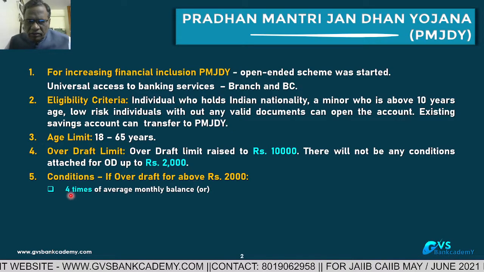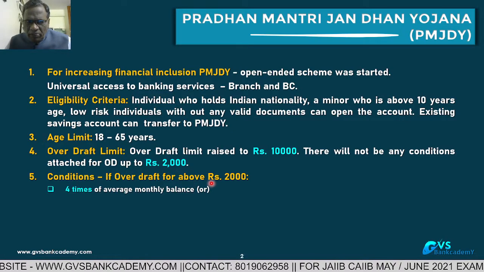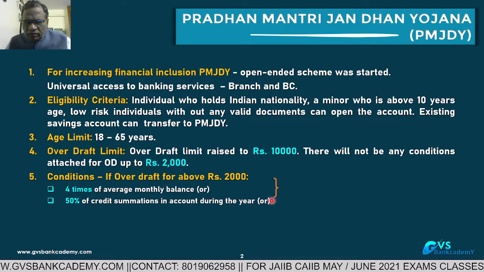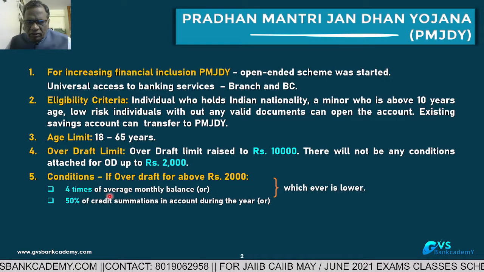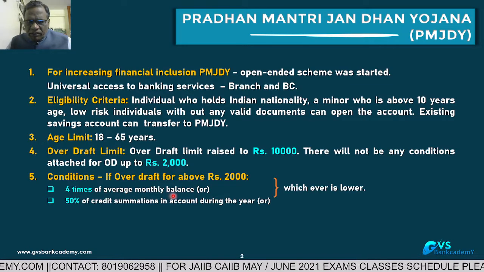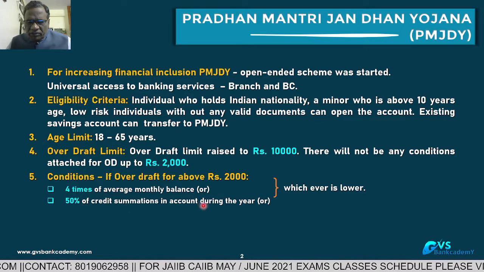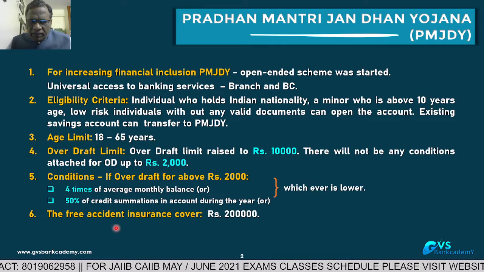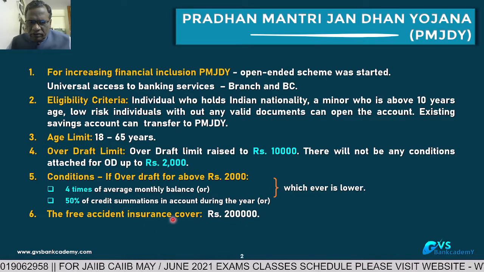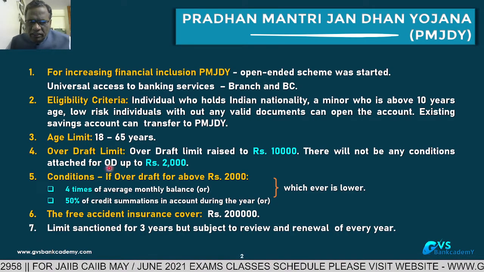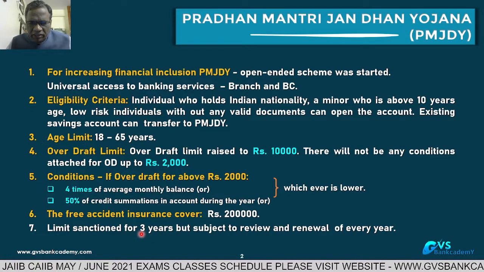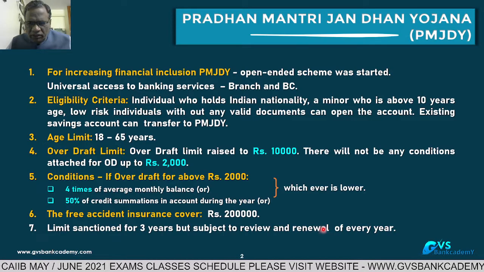What are the conditions? 4 times the average monthly balance in that account or 50% of credit summations in the account during the year, whichever is lower. This is the condition for overdraft above 2,000 rupees. And the account holders get free accidental insurance coverage of 2 lakh rupees. The OD limit is sanctioned for 3 years, whatever limits banks are sanctioning, but subject to review and renewal every year.